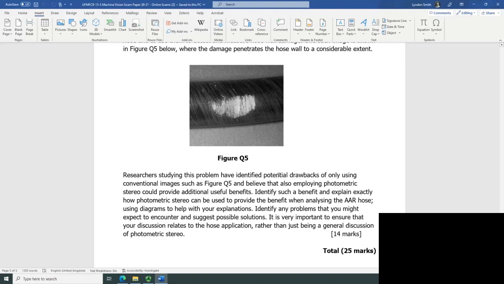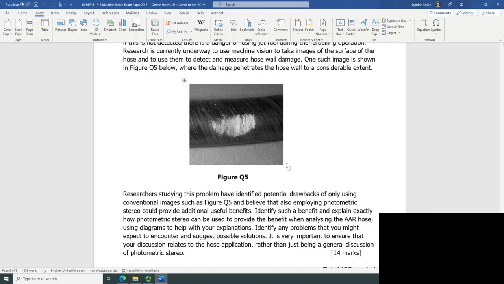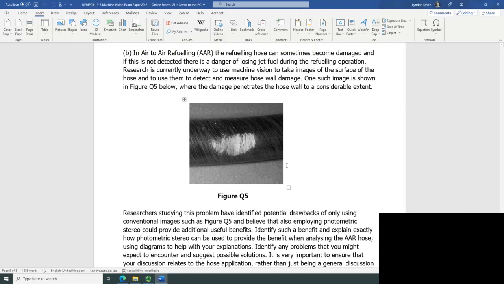Identify such a problem. How would these techniques help them solve the problem? Identify how deep the damage is. Yeah, basically. You can't tell if that's just a surface scratch or how big it is. What is the pose? The pose is something like this.